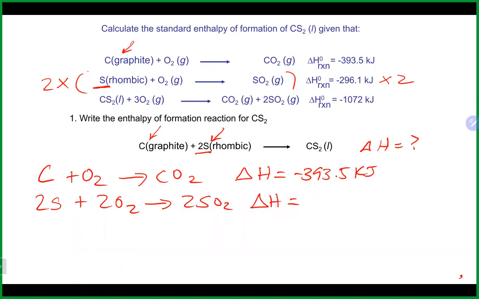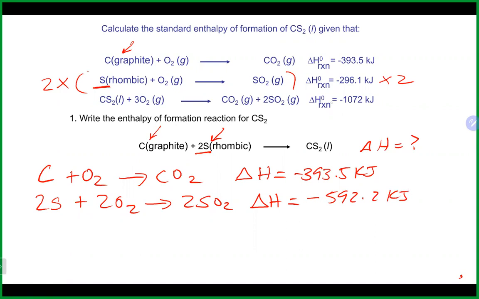Taking my delta H value, taking the minus 296.1 times it by 2 will give me 592.2. That's negative 592.2 kilojoules. Any questions so far?